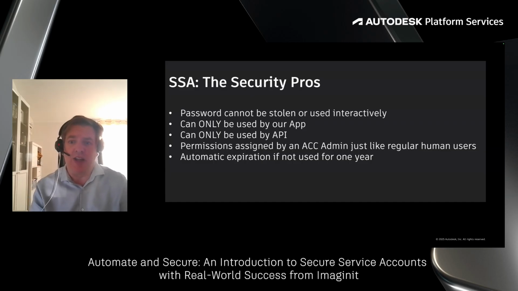Other pros and cons, in general: an SSA is more secure because the password can't be stolen. It can't be used interactively. There is no password to log in with to Autodesk Construction Cloud, so it can only be used by our app. It can only be used by API, and so that really limits the potential misuse of it. And then, obviously, permissions are assigned by an ACC admin, just like regular human users. So there's nothing else that people have to learn.